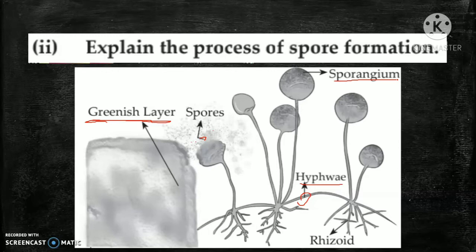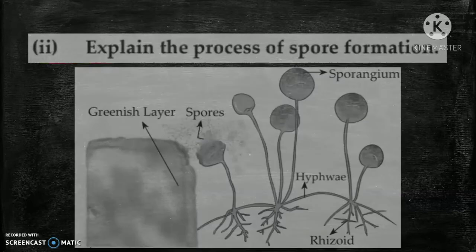Last point, hence this process is known as spore formation. And one more point, eating such food can be harmful for health, having an adverse effect. This much answer you will write, you will get 3 marks. I have discussed 6 points, half mark for each point.